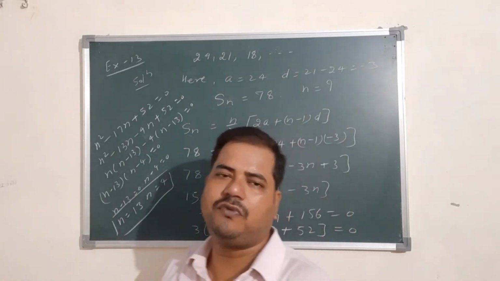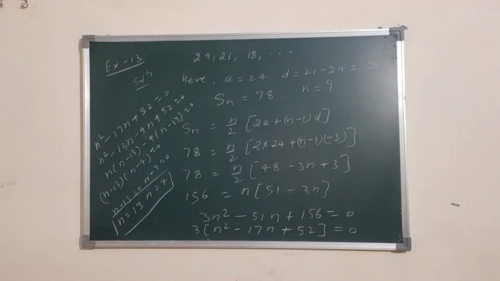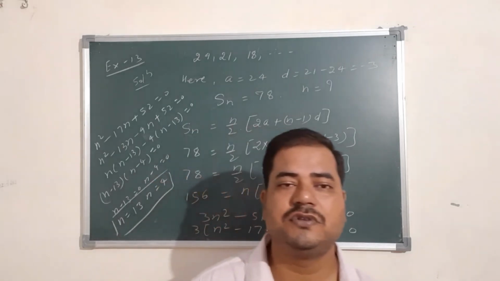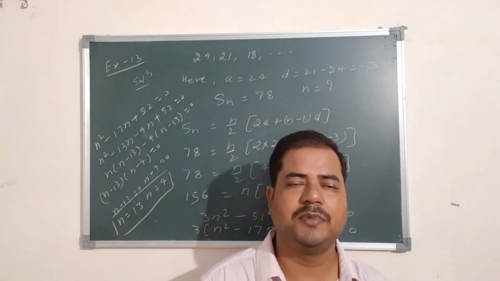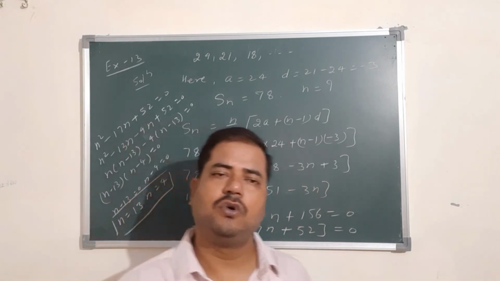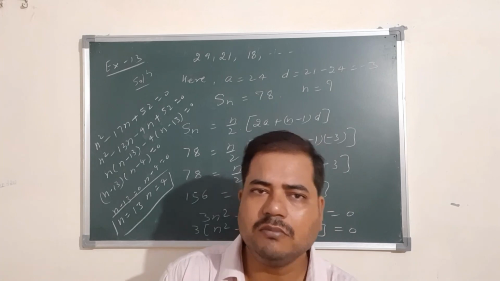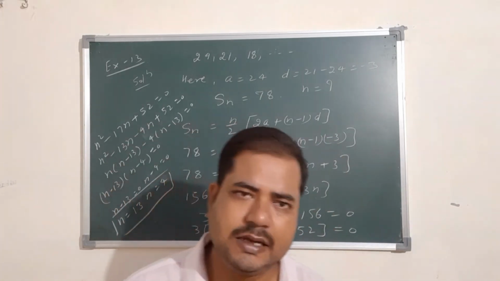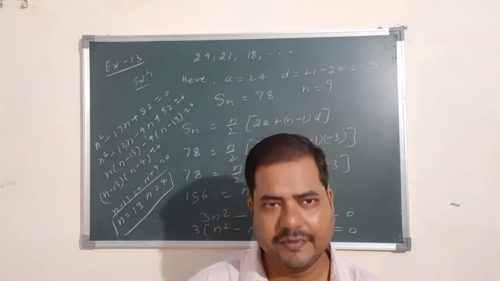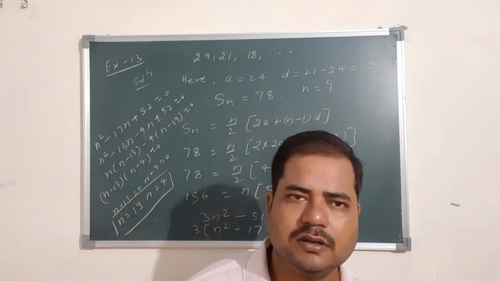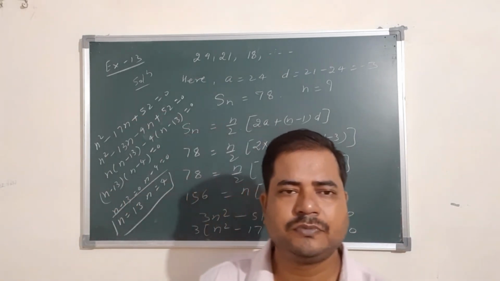So what is the reason for two answers? If you see here, this is a decreasing arithmetic progression. That means there are some negative terms. So up to 4 terms the sum is 78, and after 12 more terms, that means the sum of 13 terms, is also 78. So this is the reason for two answers. So this is a very important question.